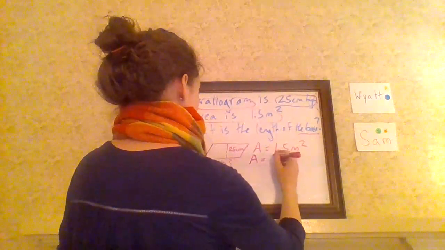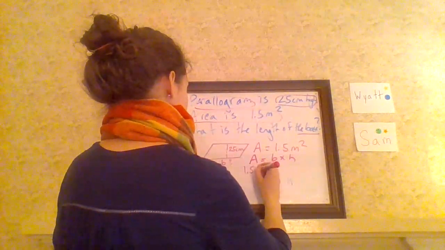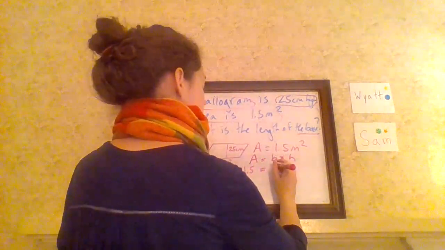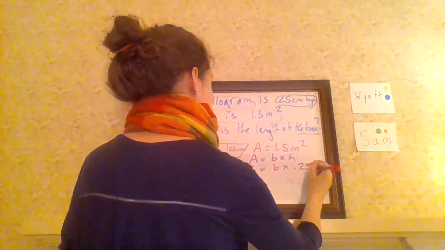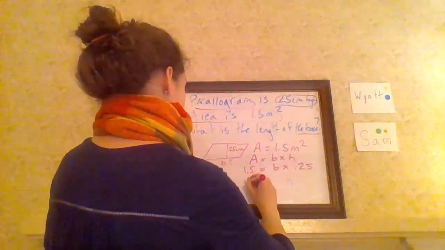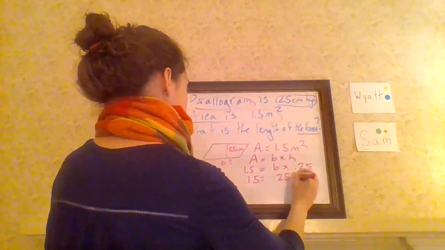Okay, so we know what the formula for a parallelogram is, so let's write that down, and we can find that quickly. So base times height. So we know 1.5 is the area, and we don't know the base. Base times 0.25. Now that we've converted that to meters, it's 0.25. Okay, 1.5 equals 0.25 b.